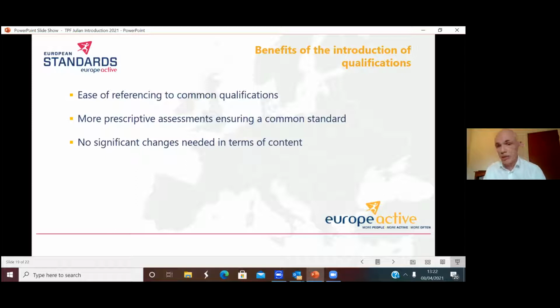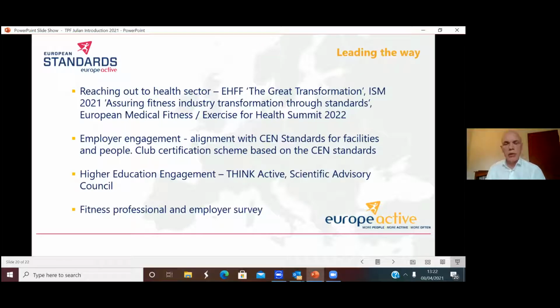No significant changes needed in terms of content. Well, with the exception of those content updates I talked about, the immune system, outdoor, etc., you should look at those. But we have not added content here. We've simply reformatted our standards into that qualification format, so it shouldn't be overly onerous in that regard.